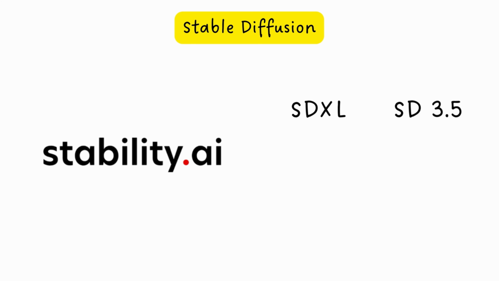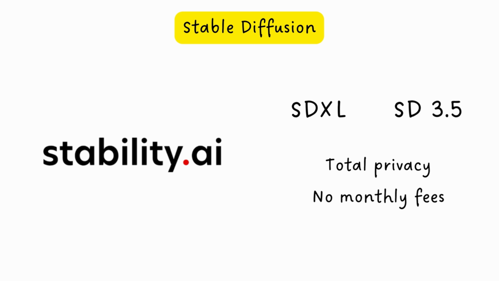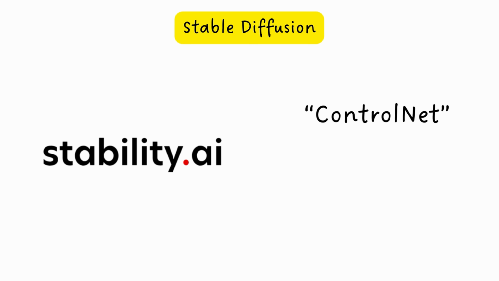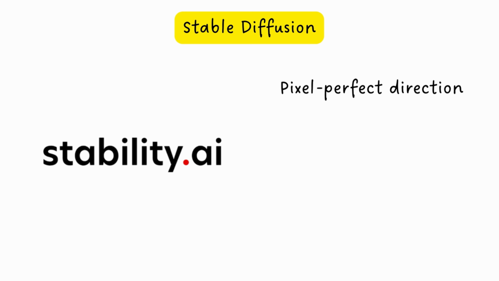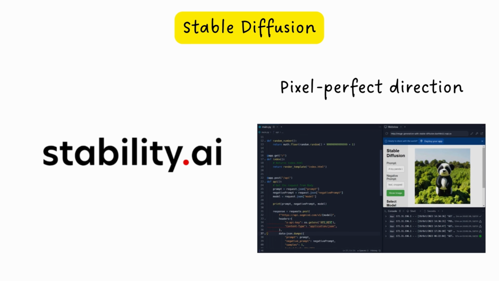Running SDXL, or the newer 8B parameter SD 3.5 locally, means total privacy and 0 monthly fees. But the real power comes from the community add-ons, ControlNet to force specific poses, and Regional Prompter to control exactly where objects appear. It is the only workflow that allows for pixel-perfect direction, but be ready to spend as much time debugging Python libraries as you do making art.